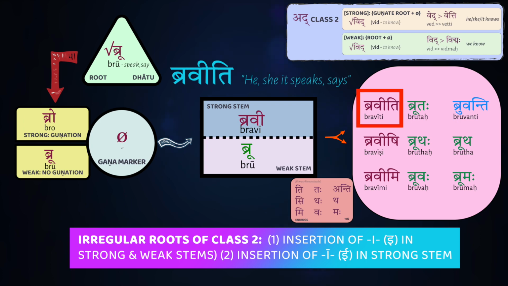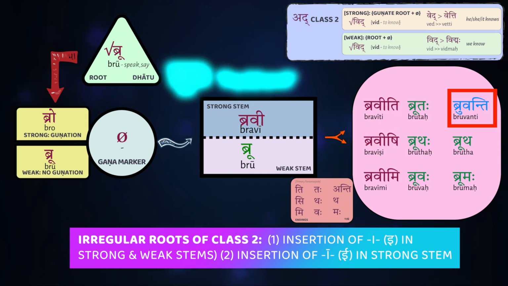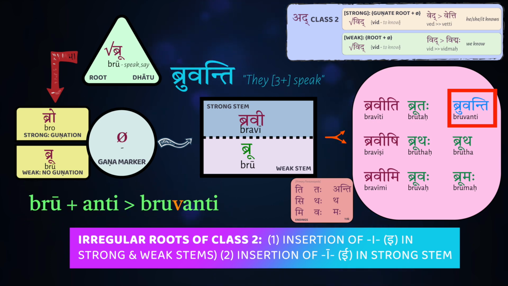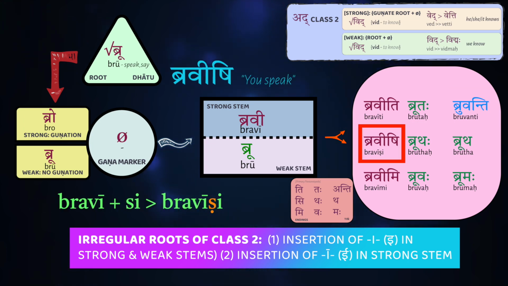So we get sa braviti, he is speaking. Tau brutaha, the two of them are speaking. And te bruvanti, they three or more are speaking. Notice here again, an odd internal sandhi, where bru plus anti is going to make that long u become shortened, and then you add your internal semivowel va. So you get bruvanti. Other strong forms also will have this long e.